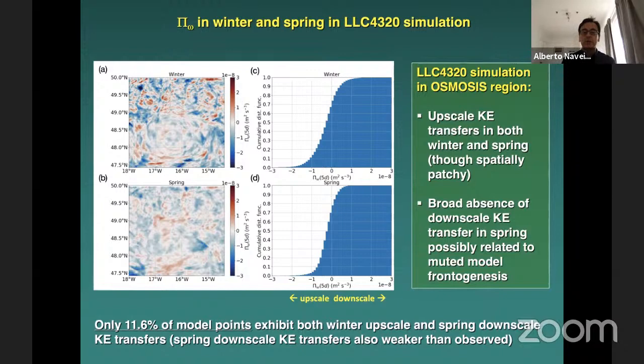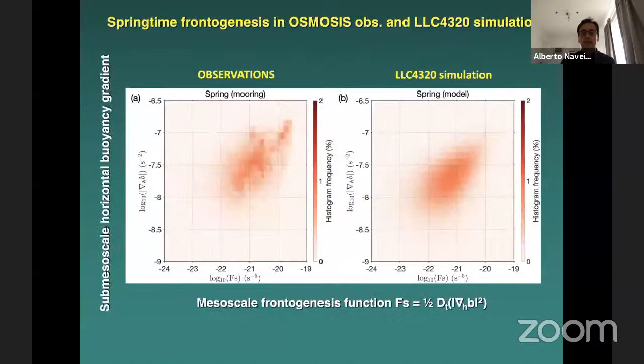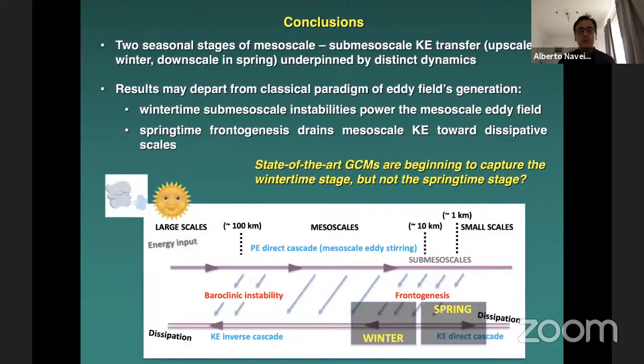Now, if you look at the spring, you find, in essence, a very similar picture to winter in the model. So in the model, you don't really see this difference between winter and spring. So the model shows a consistent upscale kinetic energy transfer, which echoes results from modeling analysis by other authors. And I think I'll just skip this slide to have time for a couple of questions.